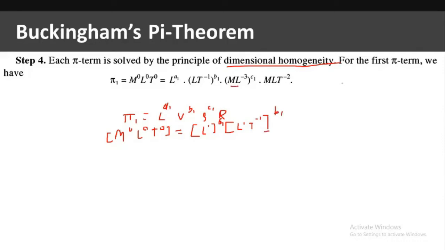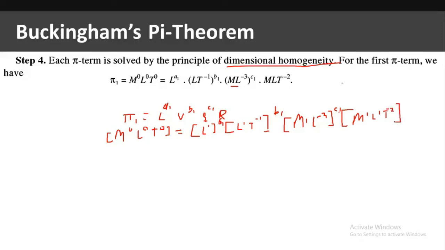Then the dimension of mass density. Mass density dimension is M¹L⁻³, so M¹L⁻³ to the power c1. And the dimension of resisting force: force is mass into acceleration, so M¹L¹T⁻².